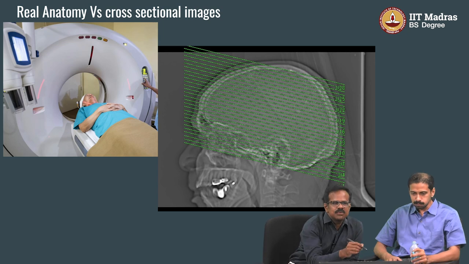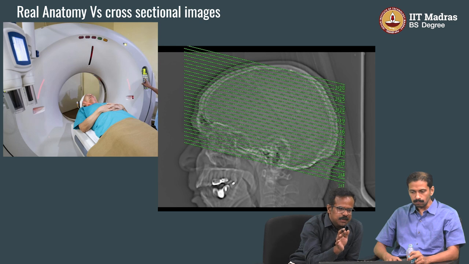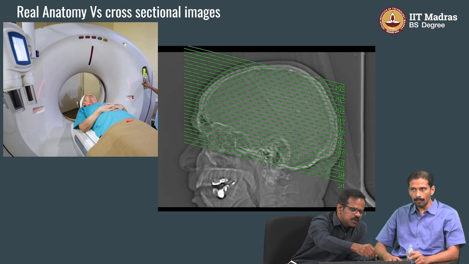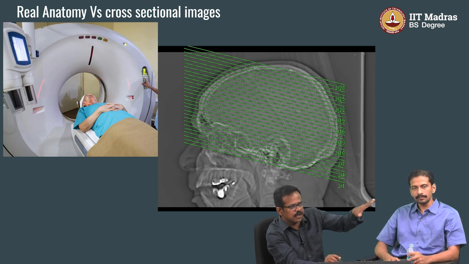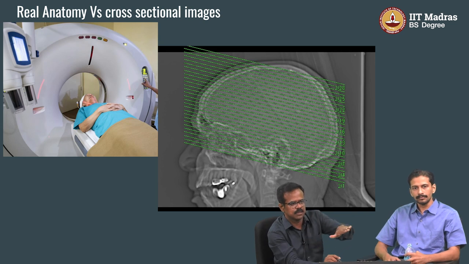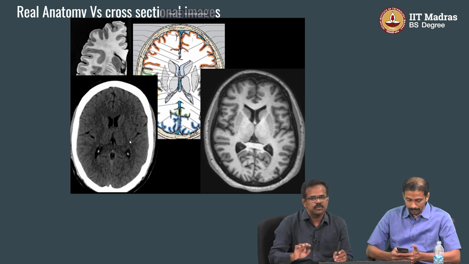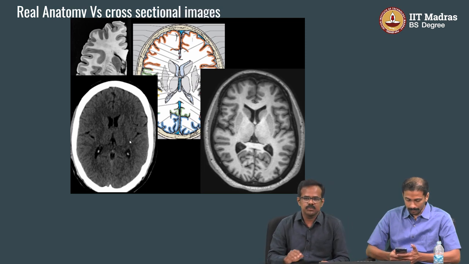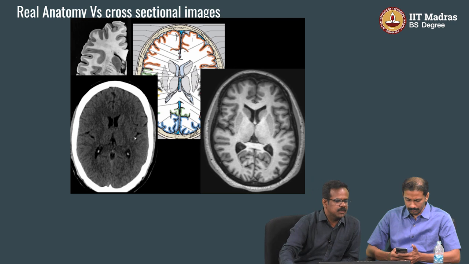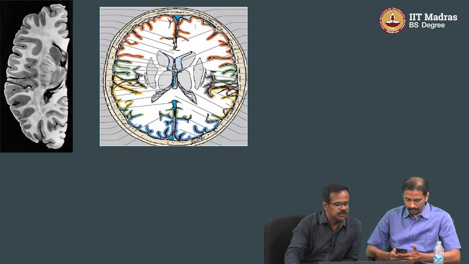So how is it converted into axial slices? Obviously, nobody will allow you to open the skull and see the brain and close it, right? So we have to section it. How do you put the patient in the scanner? This is, for example, a CT scanner, and you are seeing the almost slanted lines. These lines indicate along which planes the brain is cut. So the idea is how to go between real anatomy and the cross-sectional images.